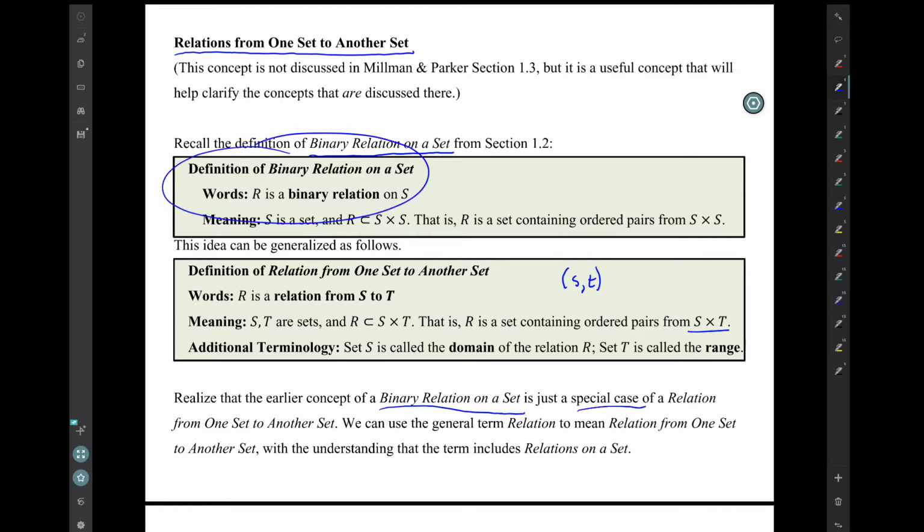So we can use the general term relation to mean relation from one set to another set, with the understanding that that term includes both kinds. It includes relations from one set S to a different set T. It also includes relations on a set S.